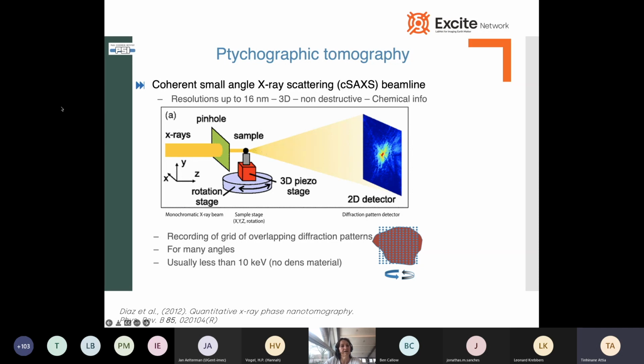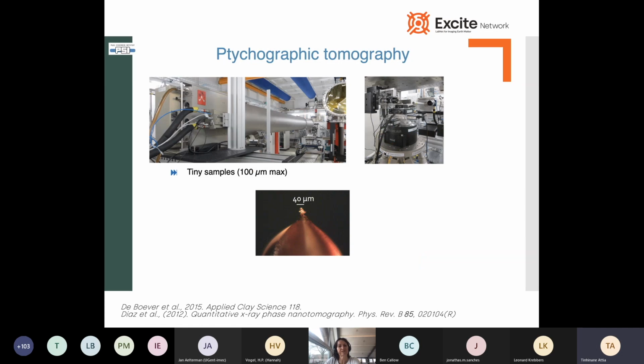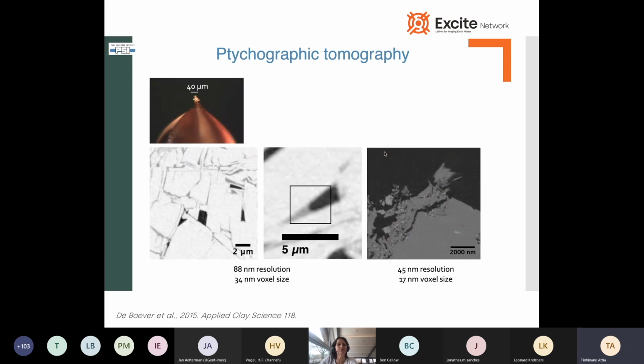Here, as said by Peter, you have a parallel beam, and the idea is you also use X-rays, but then from the synchrotron. You have your sample in the middle, and you are detecting diffraction patterns. You rotate this, and this is also only for small samples. But if you do this and you work with very tiny samples, here you see the setup, you are able to reach resolutions in the order of 45 nanometers, and even at the moment they go even higher.